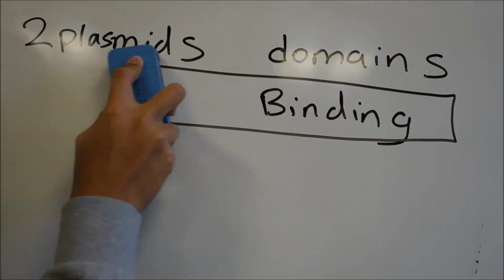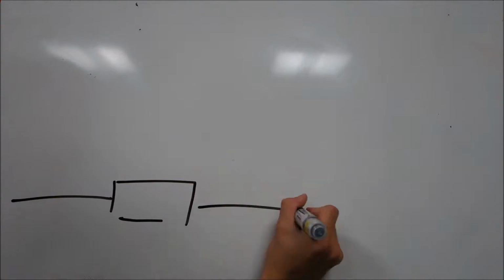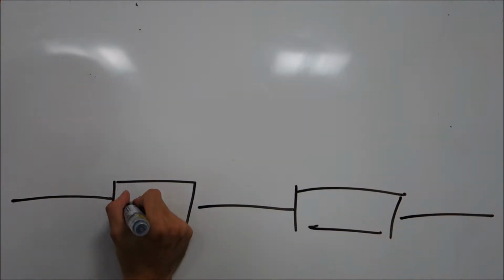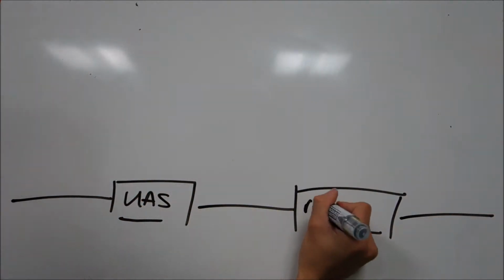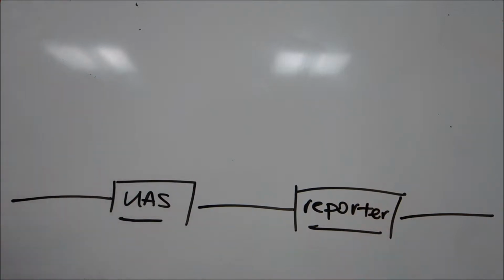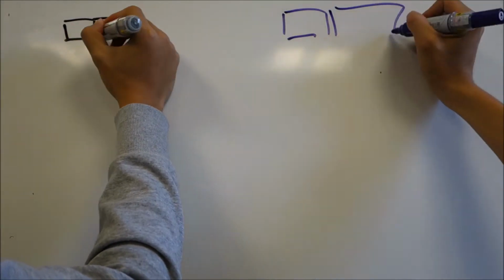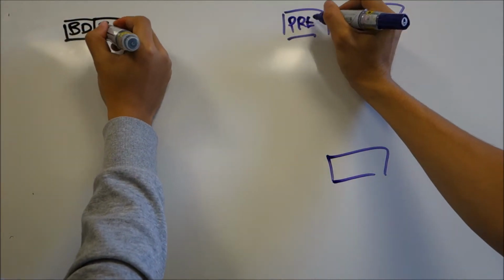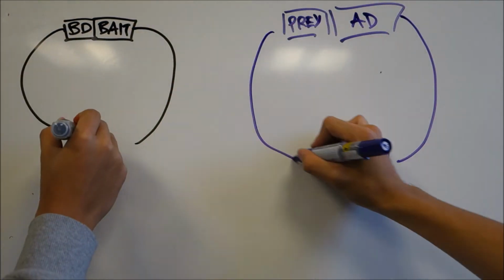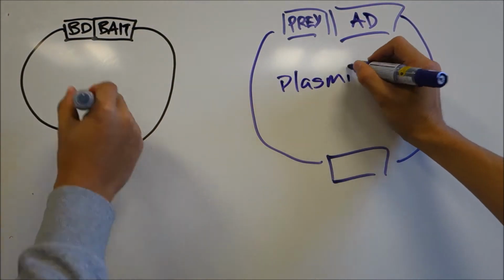During the test, two vectors are produced that encode hybrid proteins. In the first one, the cDNA coding for the protein of interest, called the bait, is bound to the DNA binding domain, which is responsible for binding to the upstream activation sequence UAS. This is called the bait hybrid. In the second vector, cDNA coding for a protein that can bind the bait is fused to an activation domain, thus creating a prey vector.